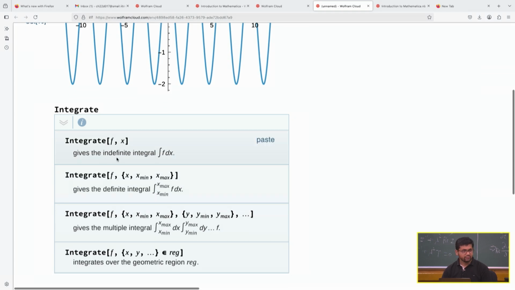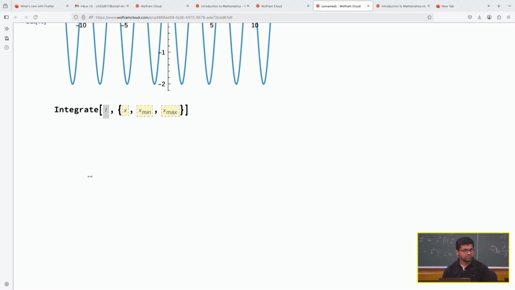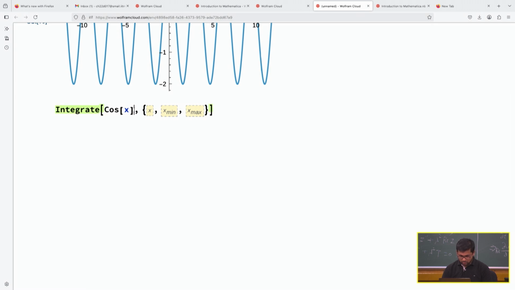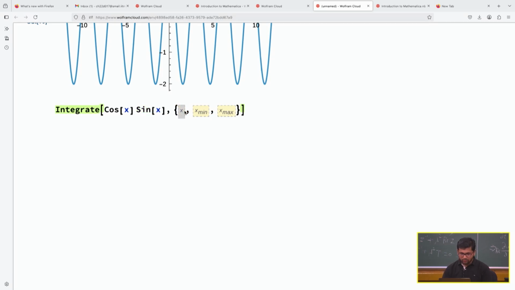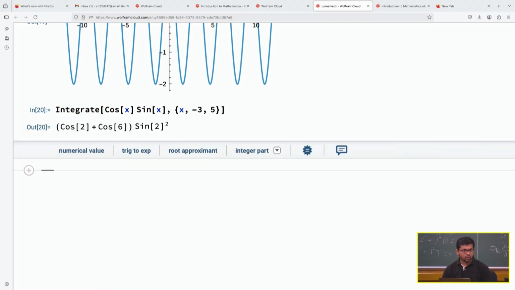The first one is for indefinite integral, where there is no limit for x. The second is for definite integral, in which we can put even the limits for x. So, let us do it for definite integral, and let us say that I want to integrate cos x into, I will put a space and then sin x, and I want to integrate it with respect to x. So, I am putting x, and the x limits, let us say minus 3 to 5, and if I press shift enter, I got the answer.